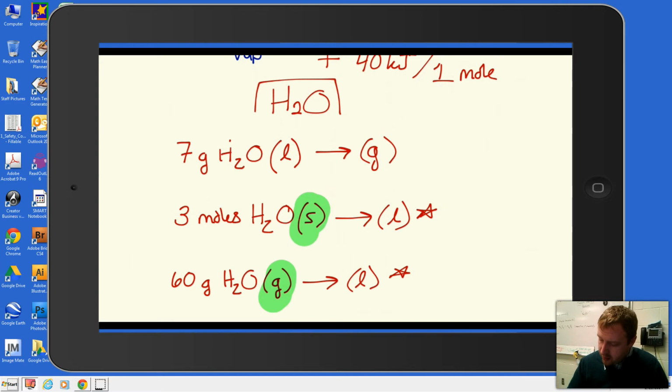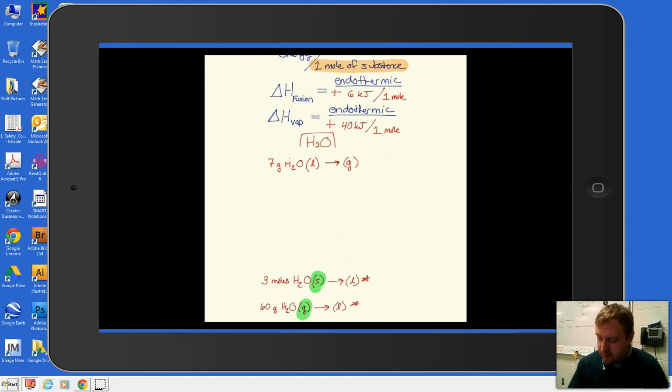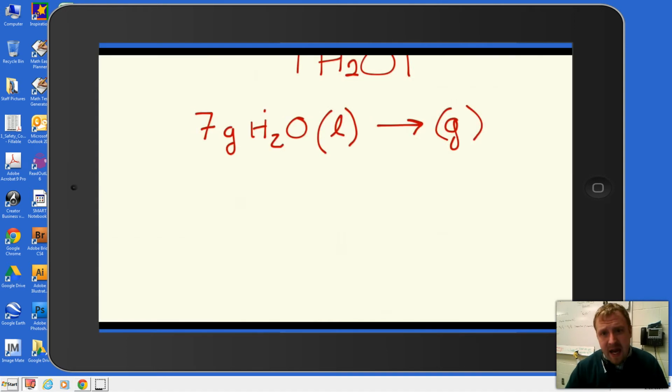I'm going to zoom out a little bit here, and move some of these other ones down out of the way, okay, so we have some space to work. So I'm going to zoom in here on this 7 grams H2O from liquid to gas, and I'm going to set it up first with what I know, and that is the 7 grams of H2O.